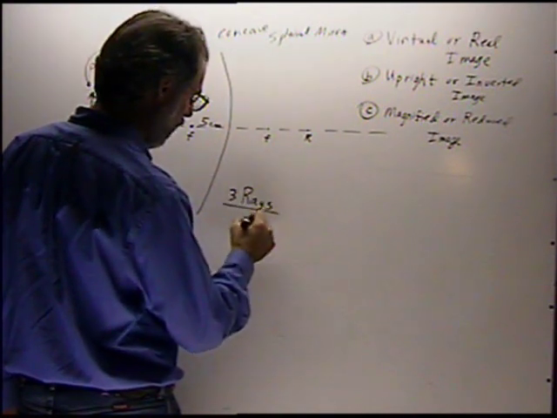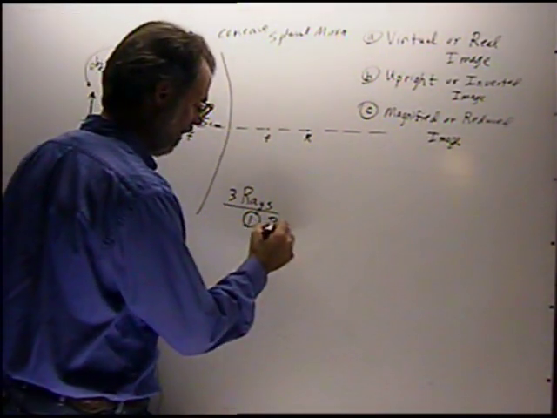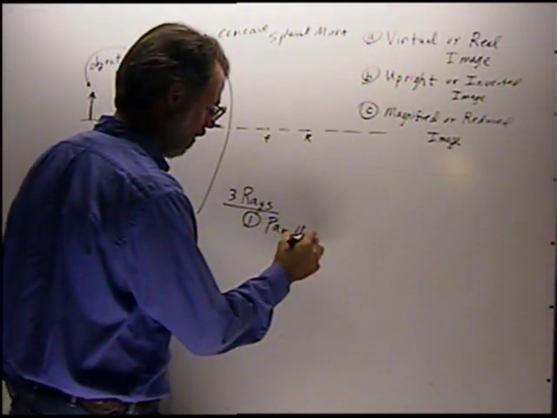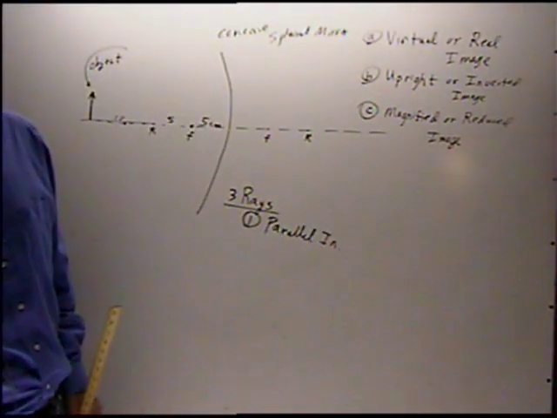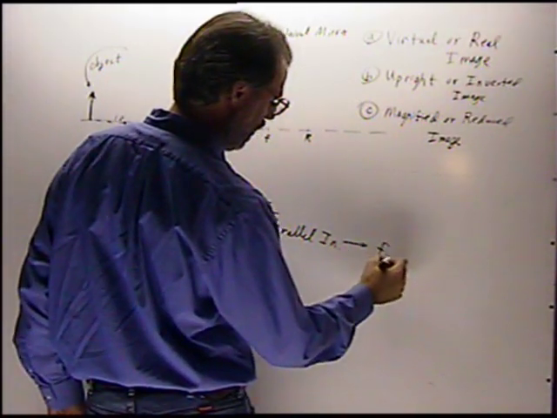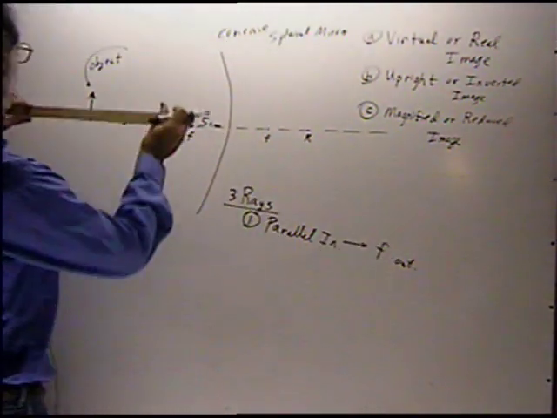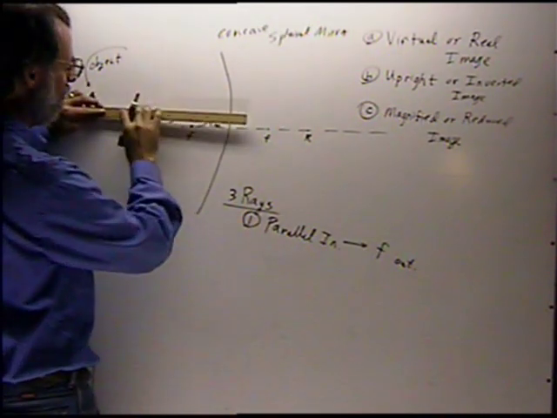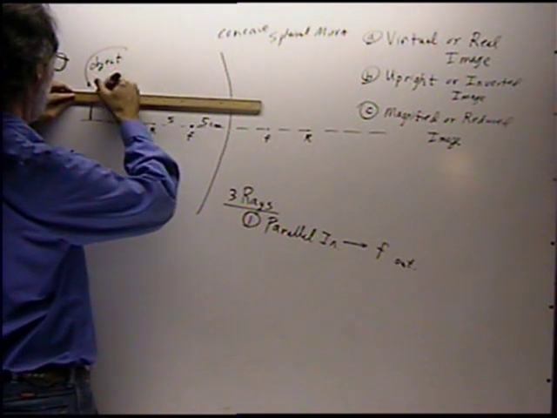Okay, number 1, the first ray you draw is what we call parallel in. Okay, this parallel in, and it goes through the focal point, coming out. So in other words, I draw parallel in means I draw this line parallel to the optic axis.